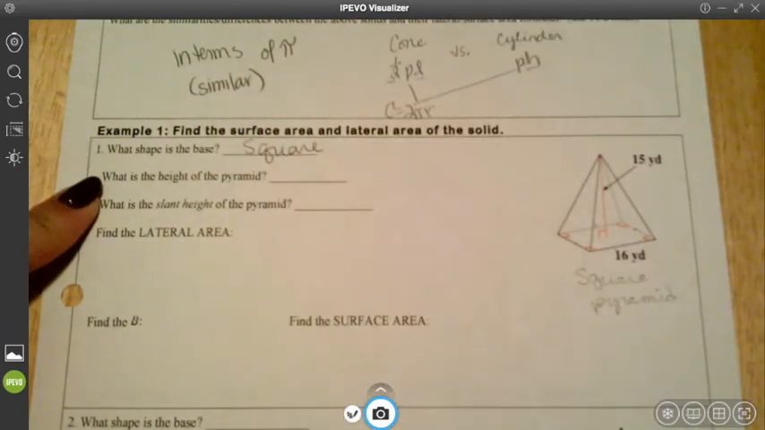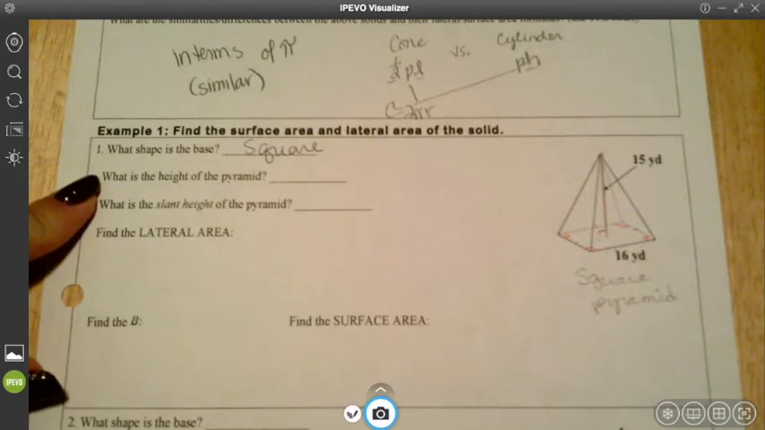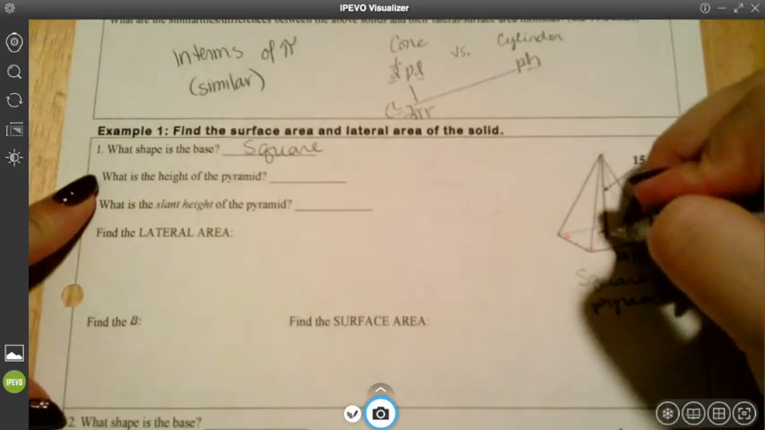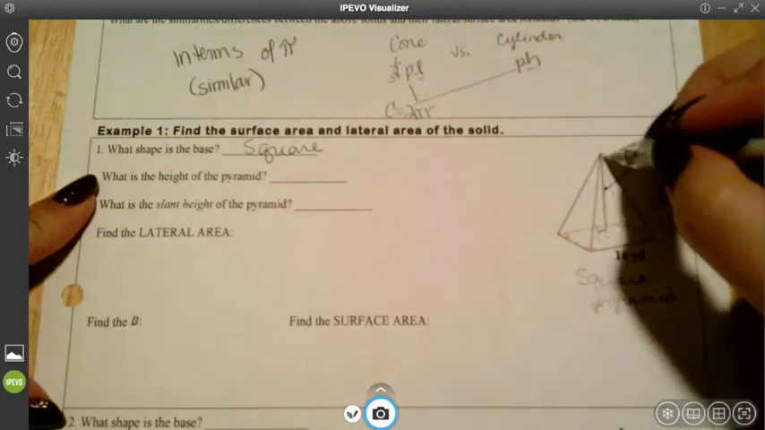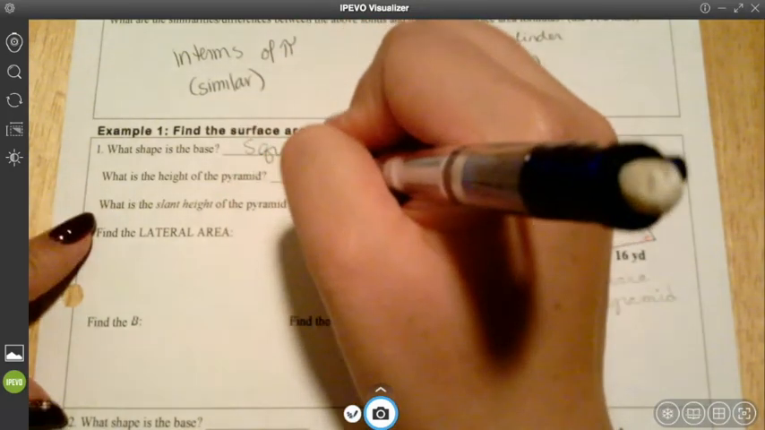Height goes straight from the top, from the vertex, straight down. So this is like when Indiana Jones lowers himself through the temple roof. He's going straight down. This is falling straight through the roof of the pyramid. So the height here is 15 yards.